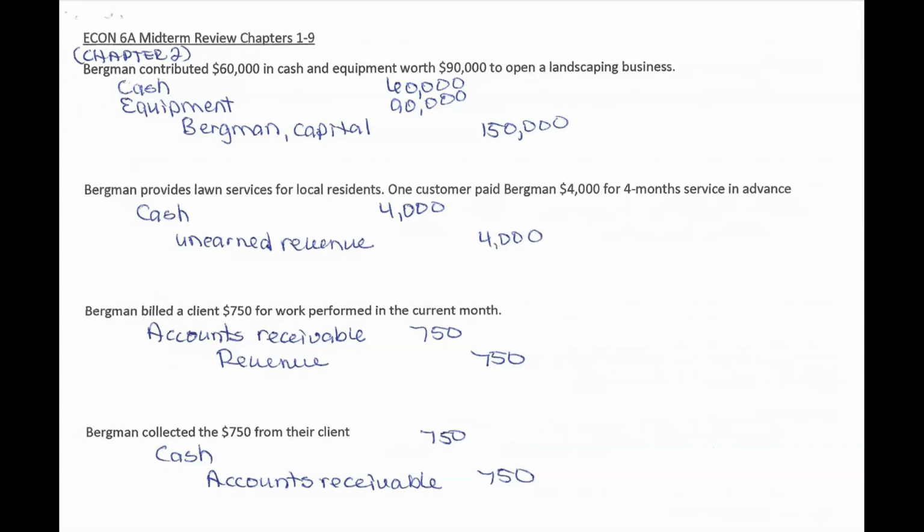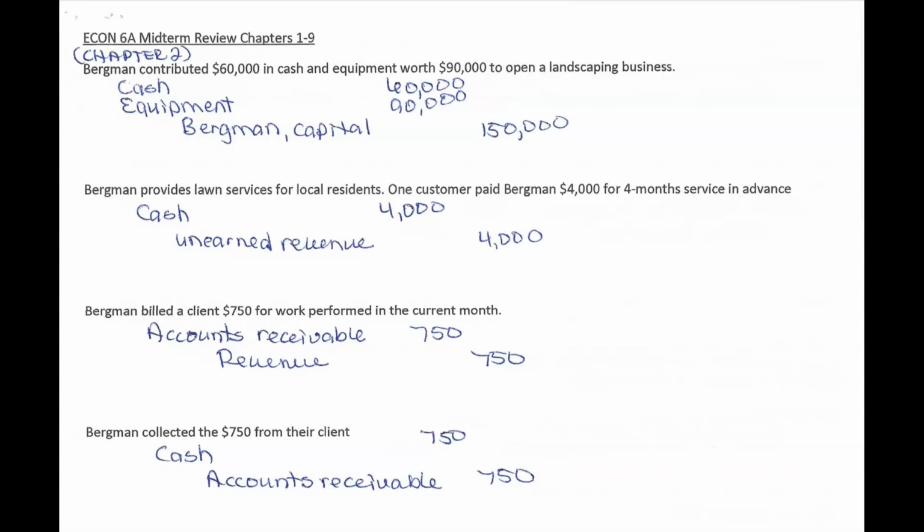The second one, Bergman provides lawn services for local residents. One customer paid Bergman $4,000 for 4 months service in advance. So Bergman has not performed the lawn or the landscaping services yet. So this cannot be considered revenue yet for him. It is put into a liability account called unearned revenue, and therefore waiting for Bergman to actually perform the services and recognize it as revenue. He did receive the money, so he'll debit cash $4,000 and then credit unearned revenue $4,000.